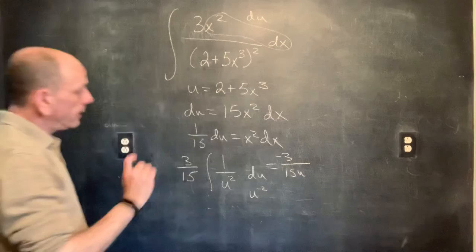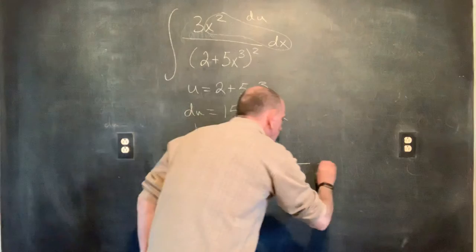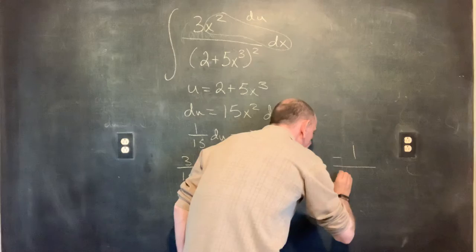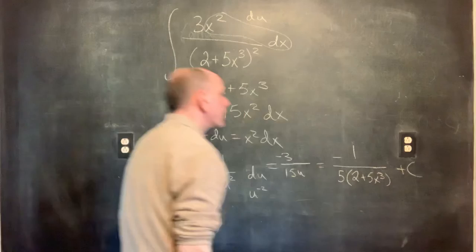Well, wait. I need to back solve, right? I've got my answer in terms of u, I should probably simplify that as well. Let's see, we have negative 1 over 5 times u, where u is 2 plus 5x cubed. That's a constant. There we go. That's what we're doing.